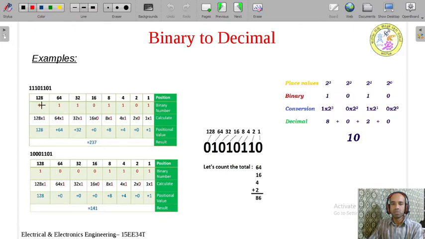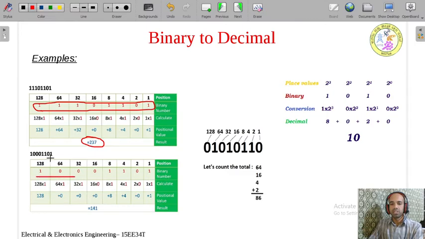Now multiply the corresponding numbers. 128 into 1, 64 into 1, 32 into 1, 16 into 0 and so on. Now you find out the answer. It is 128, 64, 32. This is 0. 0 into 16 is 0 and so on, and take the summation of this. It is equal to 237. Finally you have to add this. So the decimal equivalent of this binary is nothing but 237.